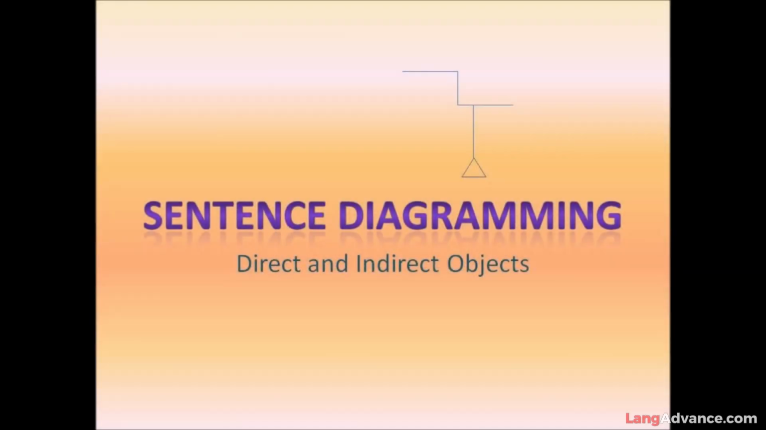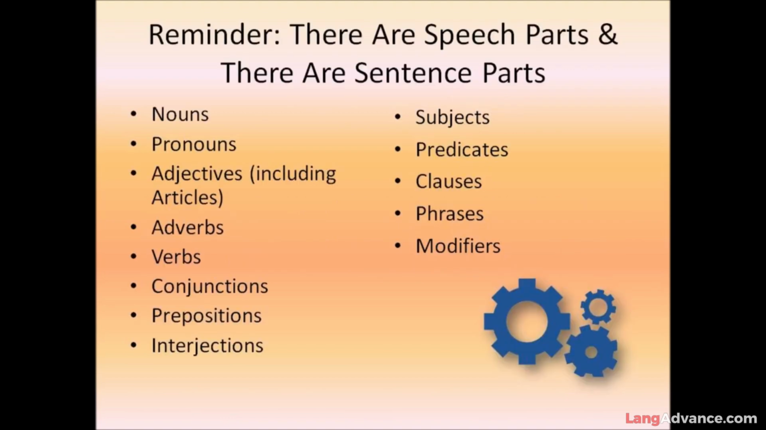Welcome to the sentence diagramming lesson for diagramming direct objects and indirect objects. Before we get started, this is the halfway point, so let's take a look at the review information for parts of speech and sentence parts. The parts of speech are nouns, pronouns, adjectives including articles, adverbs, verbs, conjunctions, prepositions, and interjections. So far we've talked about nouns, pronouns, adjectives and articles, adverbs, verbs, and conjunctions. The parts of a sentence are subjects, predicates, clauses, phrases, and modifiers. We've worked with subjects and predicates. We've worked with modifiers.